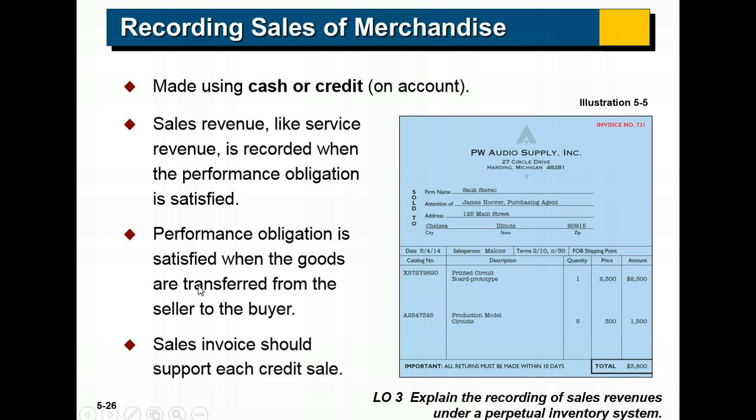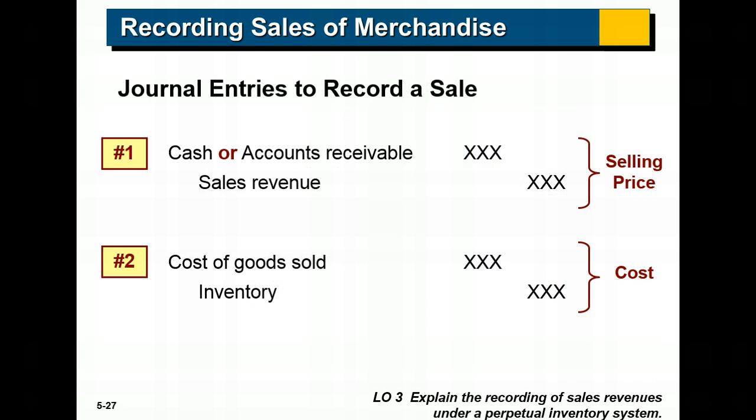So, revenue, sales revenue, like service revenue, gets recorded when the performance obligation is satisfied. The performance obligation gets satisfied when the goods are transferred from the seller to the buyer, when the title passes, okay? Sales invoices should support each credit sale. So the invoice we receive from the seller or our bill should support exactly what we purchased.